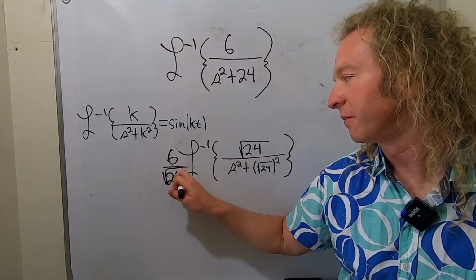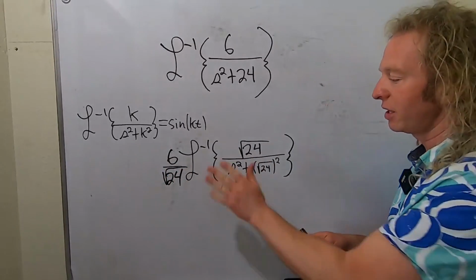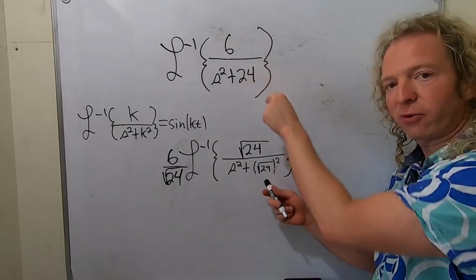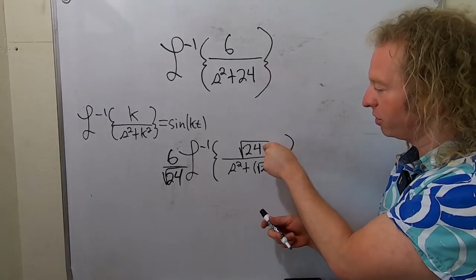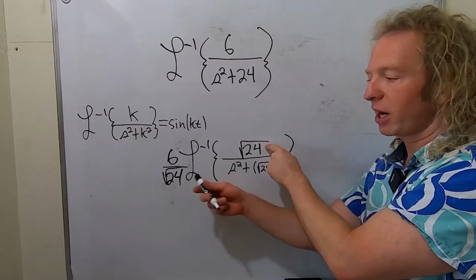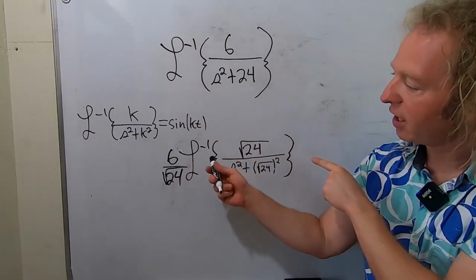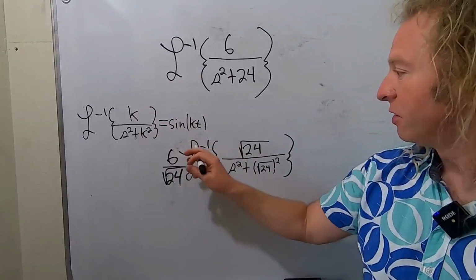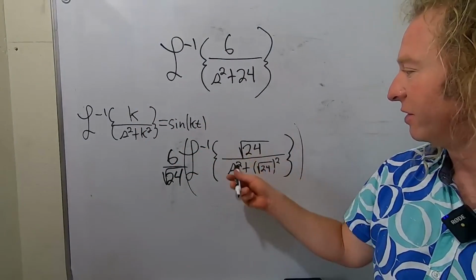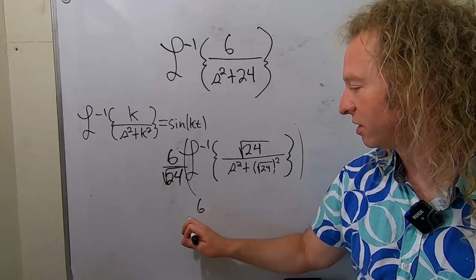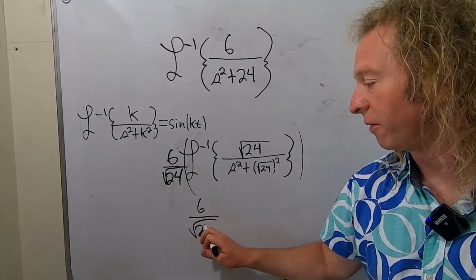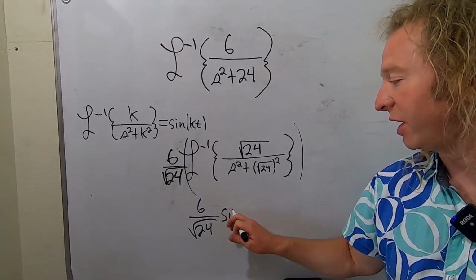Boom, there it is. So again, we decided to just rewrite the 24 as the square root of 24 squared. We put this here, but when we put it here, we got to take it away. You see they cancel. And the 6 just came out. So all of this here is going to give us a sine function. So this is 6 over the square root of 24 sine of kt.